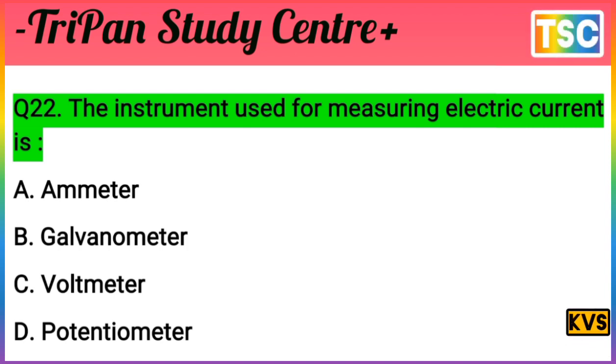It means option A is correct here. The instrument used for measuring electrical current is called an ammeter. Ammeter is the most important. Option A is correct for this question. Let's see the next question here.